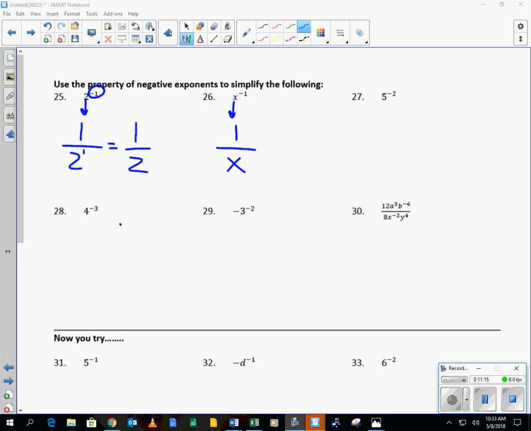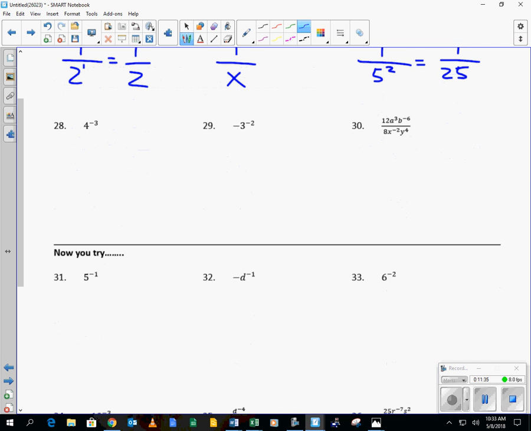5 to the negative 2. Again, 5 is being taken to a negative power, so we're going to move it below, and we get 1 over 5 squared. And what is 5 squared? It is 25. So we get 1 over 25. Number 28 is very similar. You see 4 is being taken to a negative exponent, so therefore it's 1 over 4 to the third, which is 1 over 4 times 4 times 4. 4 times 4 is 16, times 4 more is 64, so we get 1/64.